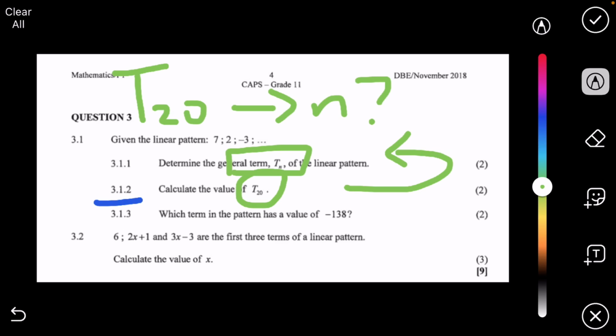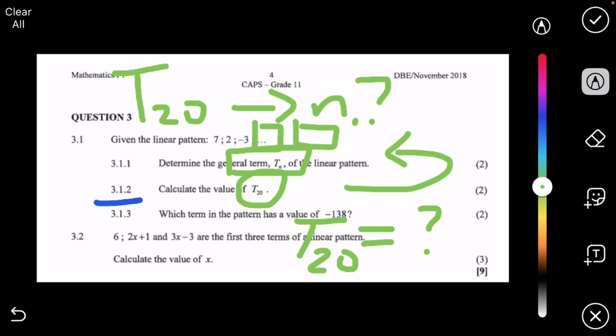So now, guys, in the end, you should have T20 equals whatever number. That's what we want to know. We want to know the number for term number 20.